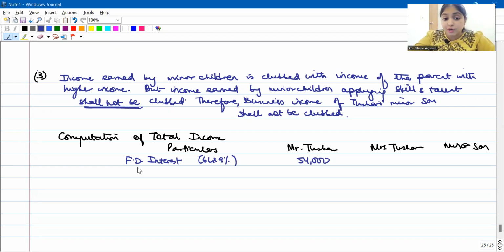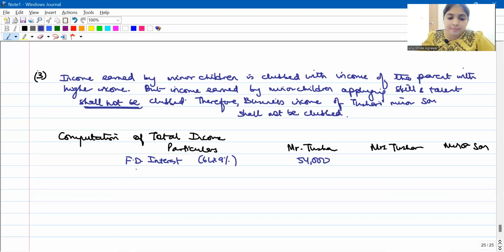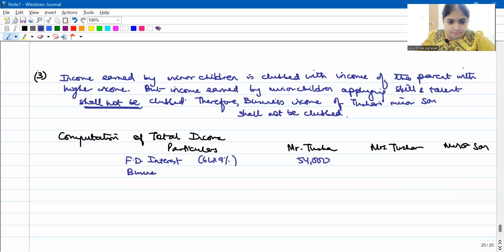So does any section come to your mind? For FD interest, ATTB is supposed to come to your mind, but the question does not say he's a senior citizen, so I can't apply ATTB. Also, ATTTA I can't apply because FD interest is not covered by ATTTA. Okay, then after this, we have our next income, which is business income.